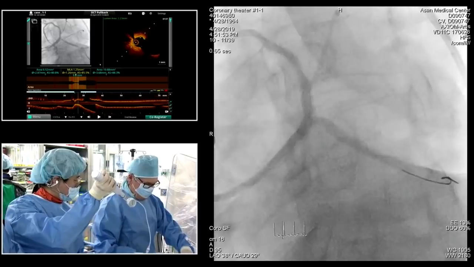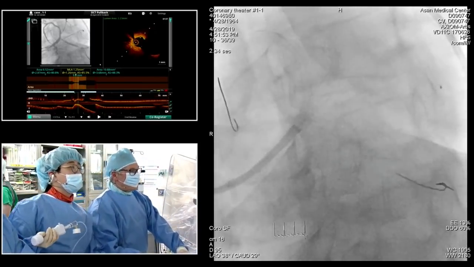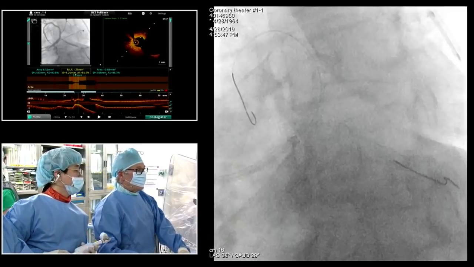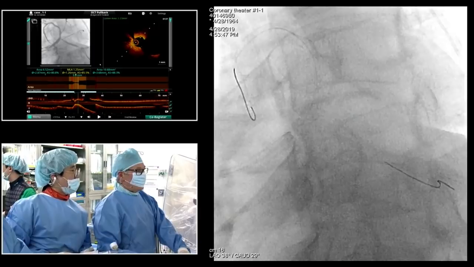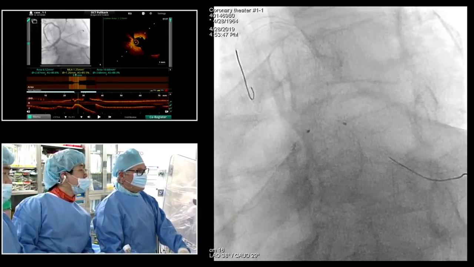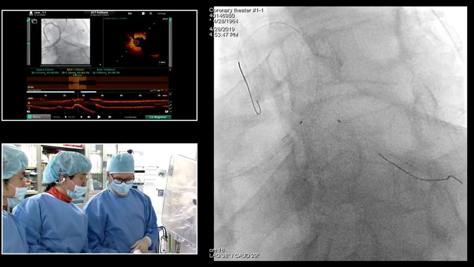Kissing balloon with 2. But Thierry, if you look at the LAD ostium, you have already modified the plaque a little bit. There is new plaque shift at the ostium, so I would definitely treat the LAD again, also with a drug balloon, because it's modified. All right. Kissing. Okay. So long inflation.